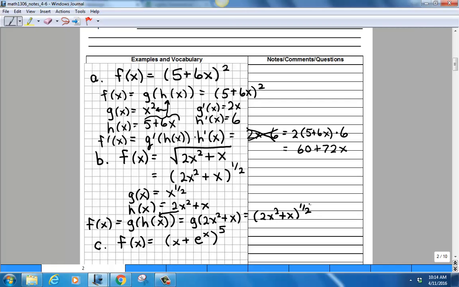Oh, by the way, now in the chain rule, this function h that I'm feeding into the function g is often called the inside function. And this function g is often called the outside function. You can see why they're called that, okay? That function h is inside the parentheses, right? And the function g raises its input to the 1/2 power, which is outside the parentheses here, okay?